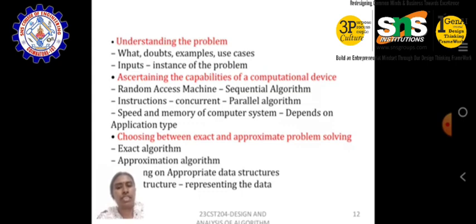And the next technique is dynamic programming. Dynamic programming is a technique used to solve problems that have overlapping subproblems. Instead of solving the same subproblem multiple times, dynamic programming stores the results of subproblems and reuses them. This avoids redundant calculations. And we use dynamic programming when the problem can be broken down into overlapping subproblems and has optimal substructure.